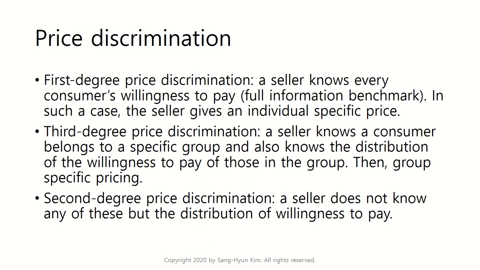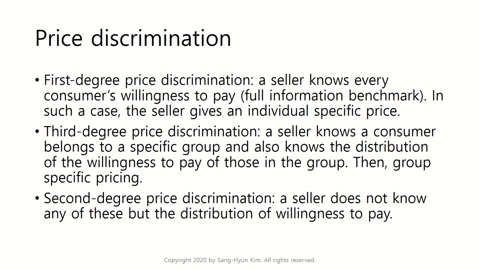The first one is called first degree price discrimination. It's also called individual pricing or perfect price discrimination. In this price discrimination, a seller knows every consumer's willingness to pay, so it's like the full information benchmark. And in this case, the seller gives an individual specific price.